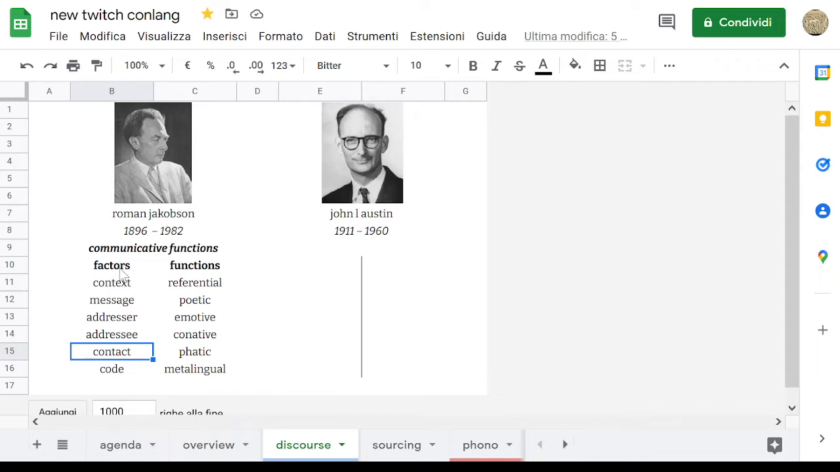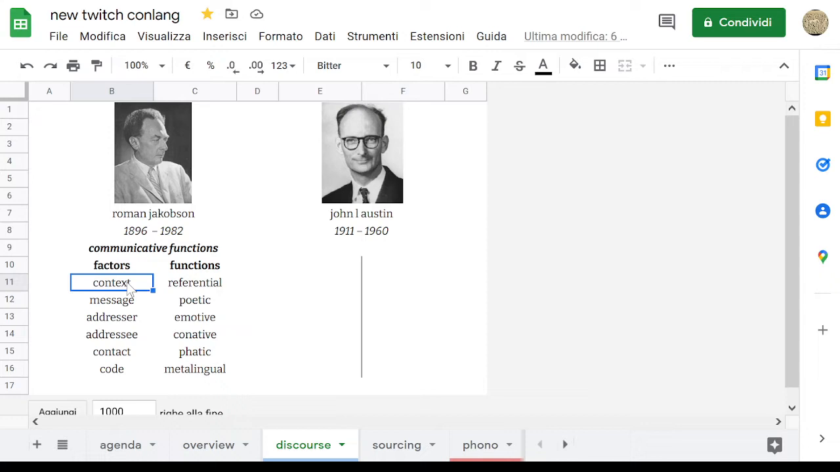And then the code is sort of the meta of language, and that's why this is metalingual. I'll explain the functions in just a moment. But the code is the language itself. How is that different from message, though? Message are the words or phrases that you say. Code is the concept of the message, which I think will be clearer once we talk about the functions.